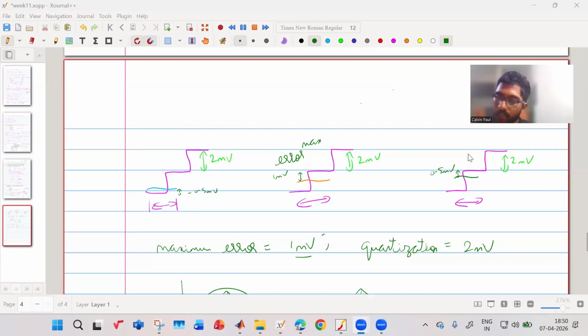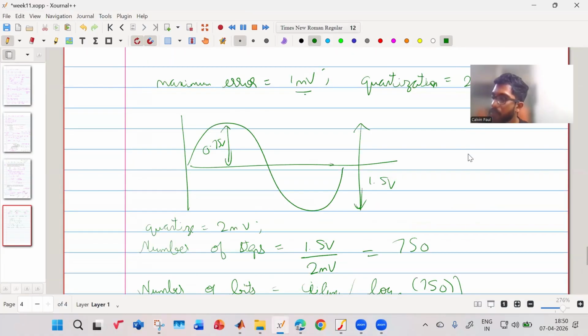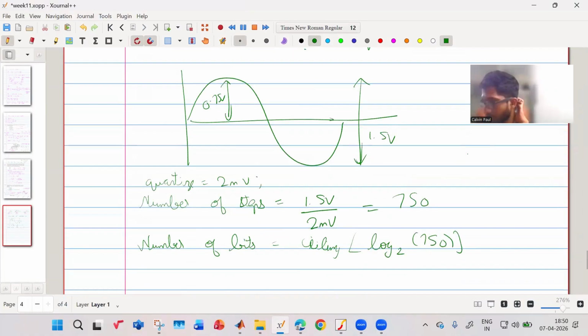Let me repeat, since Kiruba has joined again. The maximum error will be 1 millivolt, because your error is maximum when the value is in the middle. Your quantization is 2 millivolt. Now you have to find the number of bits required. Since the signal is a 0.75 volt sine wave, the peak to peak is 0.75 into 2, so it is 1.5 volt. That means your range is 1.5 volt and your quantization is 2 millivolts, so the number of steps you require is 750.